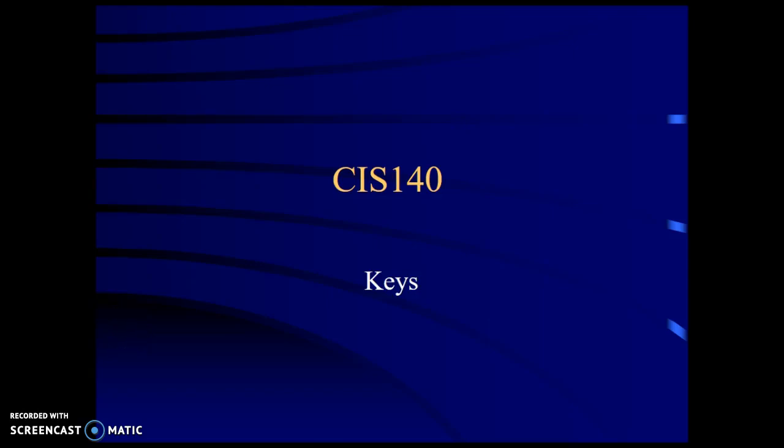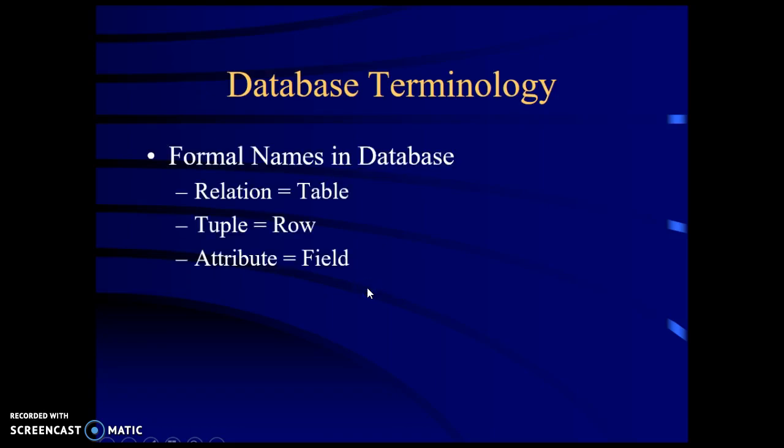When creating a database, and specifically a database table, you have to understand the differences between different keys. Before we look at the keys, I want you to take a look at the more formal names used in a database. In Access, we refer to a table, rows, and fields, or records and columns.